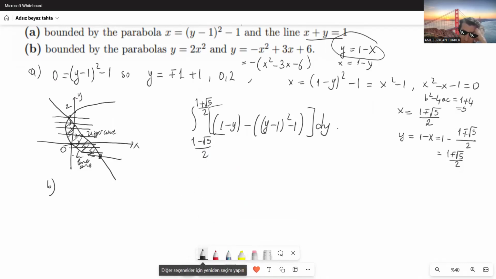So let's intersect. But before that, maybe let's try to draw the curves, because I know that this will be some inverted parabola. I don't know the place, but it's something like that.